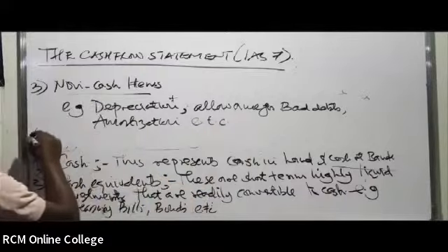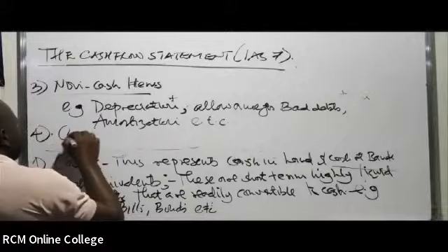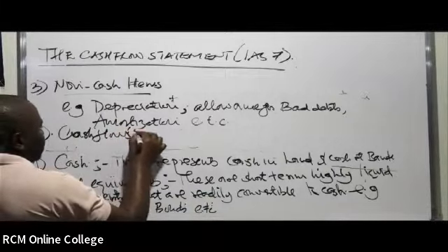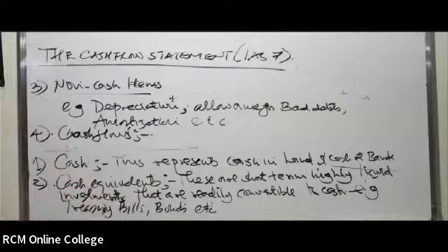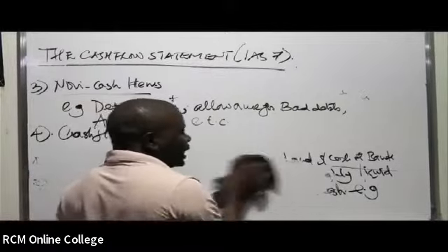So we can write number 4, another term: cash flows. So we've talked about cash flows. What do we mean? What are cash flows? I write the term cash flows. You write this: these are inflows and outflows of cash and cash equivalents.